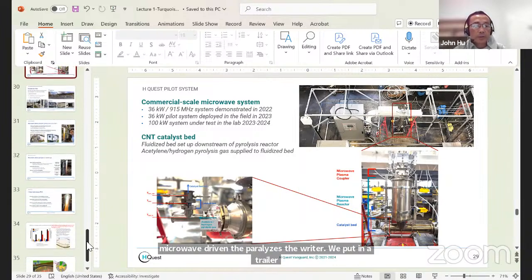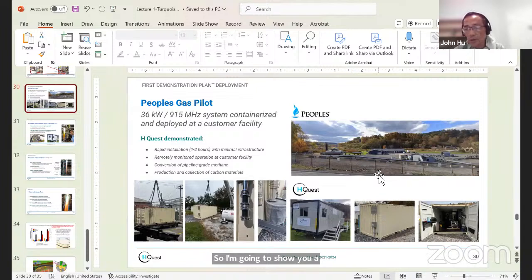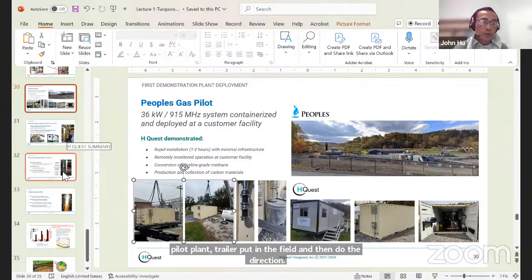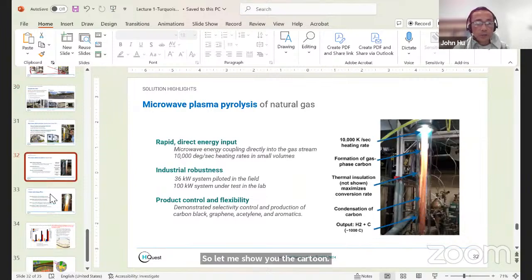Okay, so I'm going to show you the cartoon, the plasma jet. This is a field, the gas field. We park this, and then I think we did like a 3 month demonstration to make sure we produce a decent amount of carbon. You see how we use a crane to unload the pilot plant trailer, put it in the field, and then do the reaction. So let me show you the cartoon, the plasma jet.